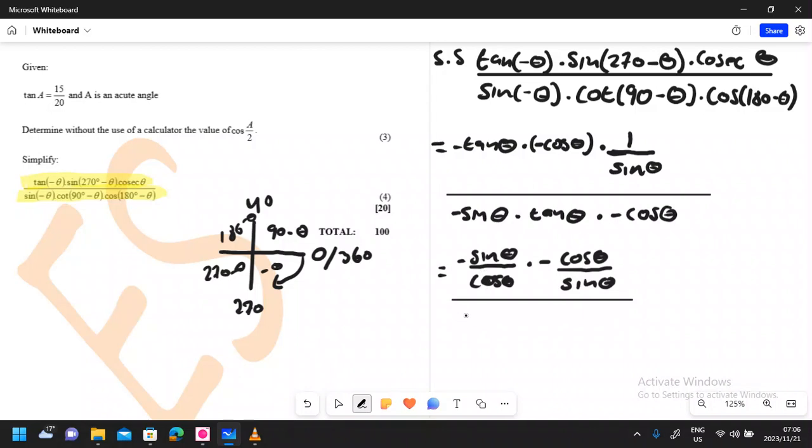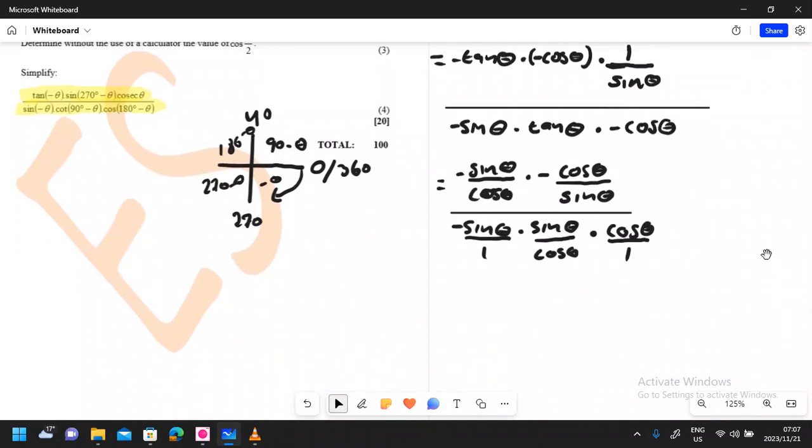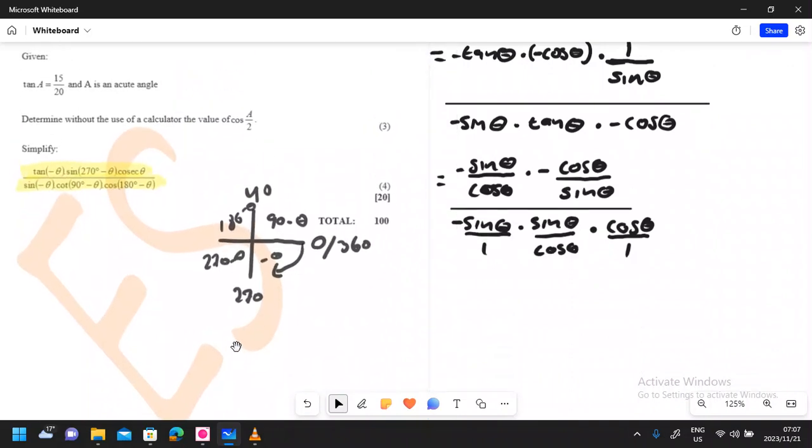So we're gonna have this side, we're gonna have negative sine theta. We change this as well, the quotient identity. So we're gonna have sine theta over cos theta multiplied by cos theta. Okay, so these ones are divided by 1, by the way. All right, let's continue, guys. Let's create more space and let's drag our question paper down here.